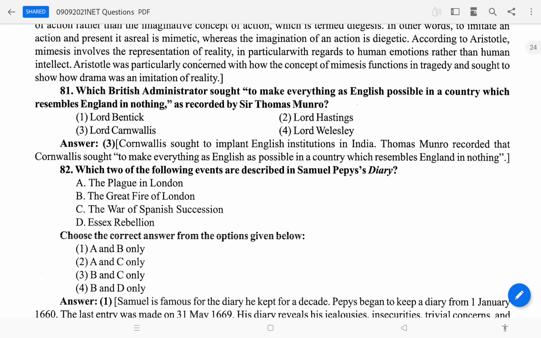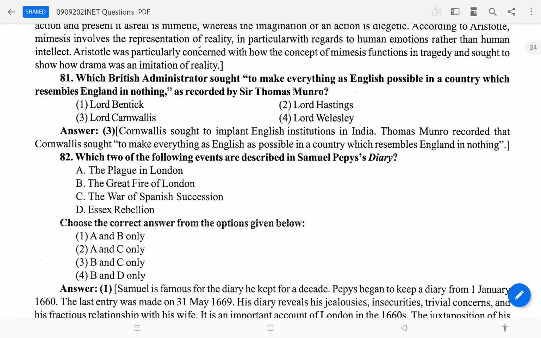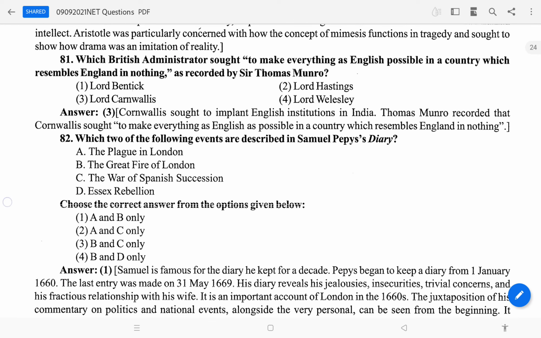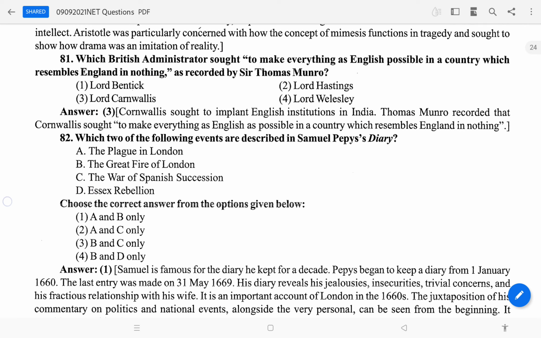So let's see the next question. Which British administrator sought to make everything as English as possible in a country which resembles England in nothing? And the answer will be Cornwallis. Cornwallis sought to implant English institutions in India, and Thomas Munro recorded that Cornwallis sought to make everything as English as possible in a country which resembles England in nothing.